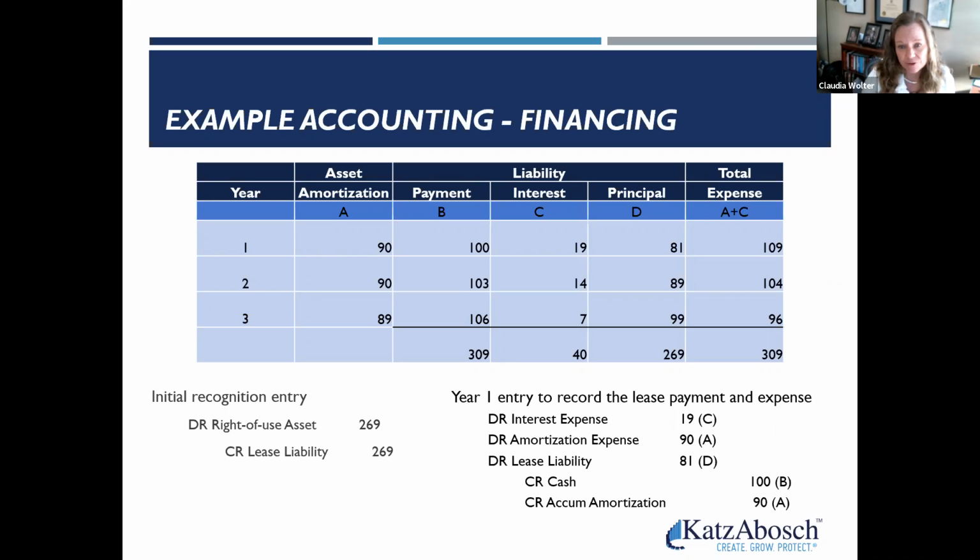So we're going to debit interest expense for $19. We're going to debit amortization expense for $90. We're going to debit the lease liability for $81. We're going to credit cash for $100 and credit accumulated amortization for $90.